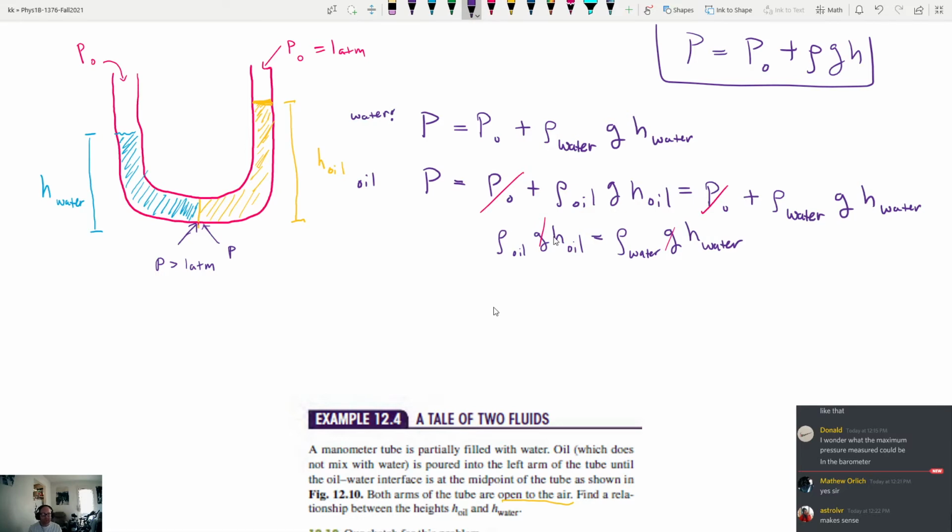And we get that. Our goal was to find a relationship between the oil and the water. So let's do height of oil divided by the height of water should be equal to, so I divide the water to the left-hand side, that means I need to divide the oil over here. On the right-hand side, then we'll have density of water divided by density of oil.